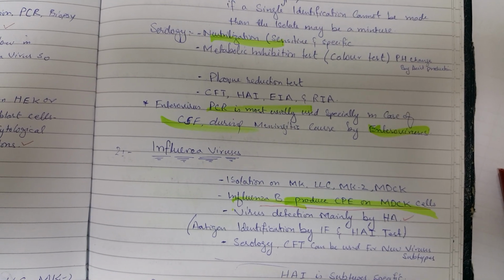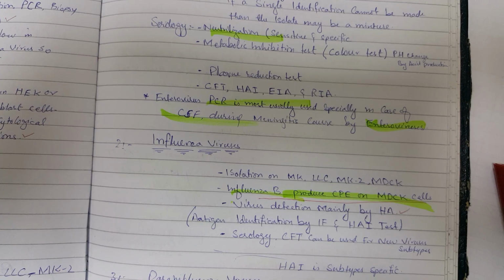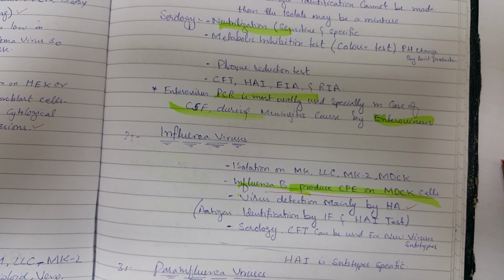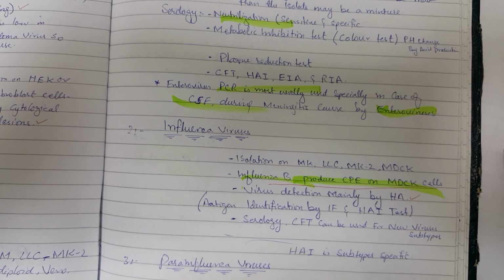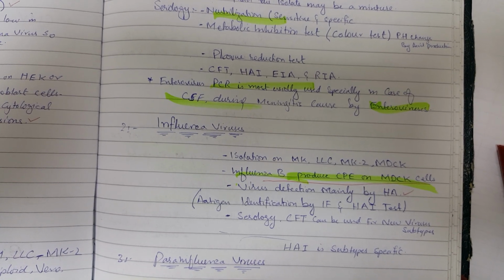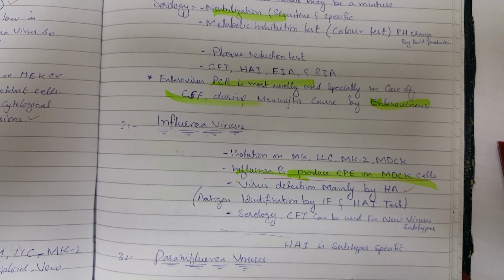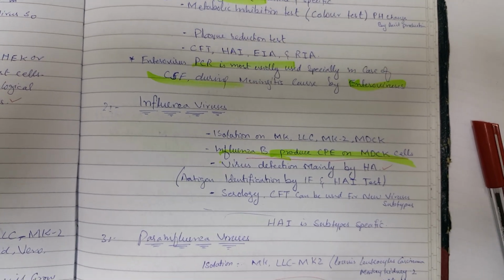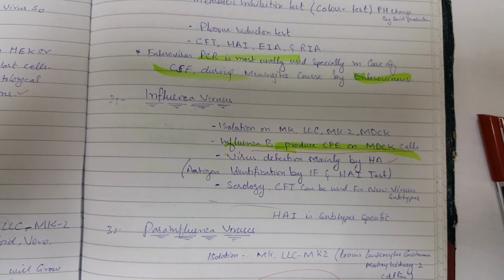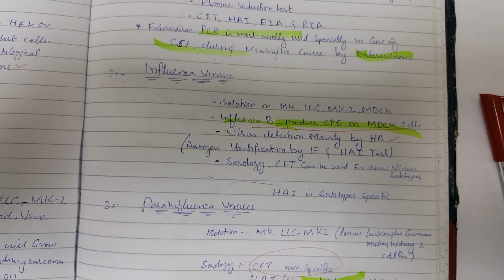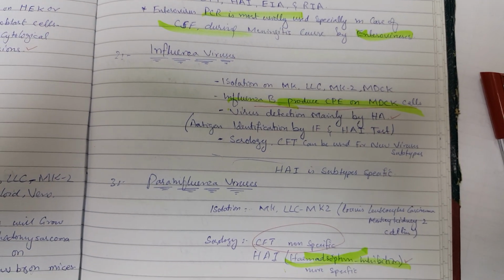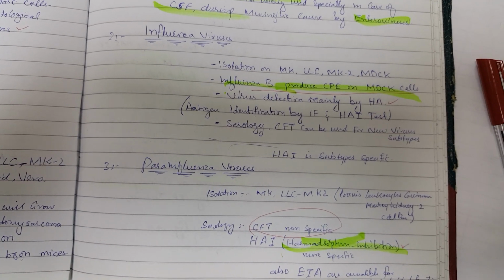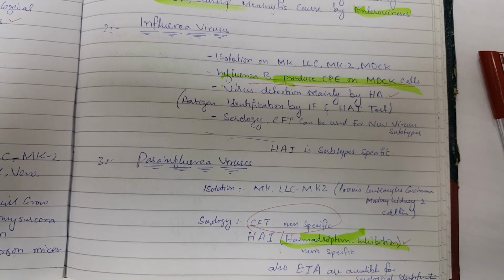Influenza B viruses produce cytopathic effect on MDCK and monkey kidney cell lines, and viruses are detected mainly by the HA antigen, identification by IF and HAI test. Serological complement fixation test can be used for the new virus subtypes. Parainfluenza virus isolation can also be done by MK, LLC, and MK2, Lewis lung carcinoma, monkey kidney 2 cell lines, and serology.